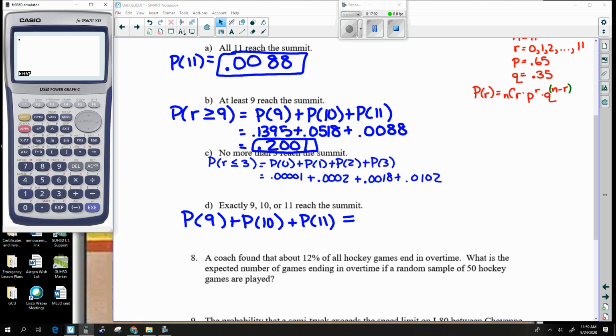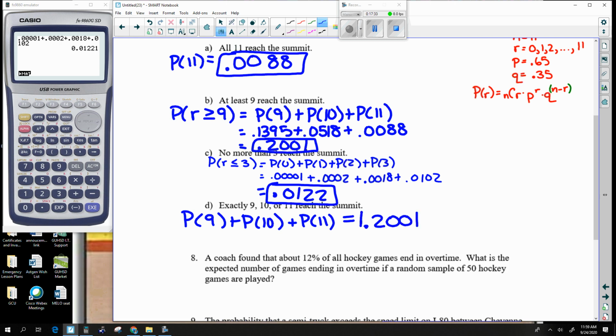So the first one is 0.12341, 1232, 1218, 0102. All right, so this is where I officially lop off some of the numbers. This is 0122. And again, I did this just a little bit earlier. This is 2001. Have that in there. All right.